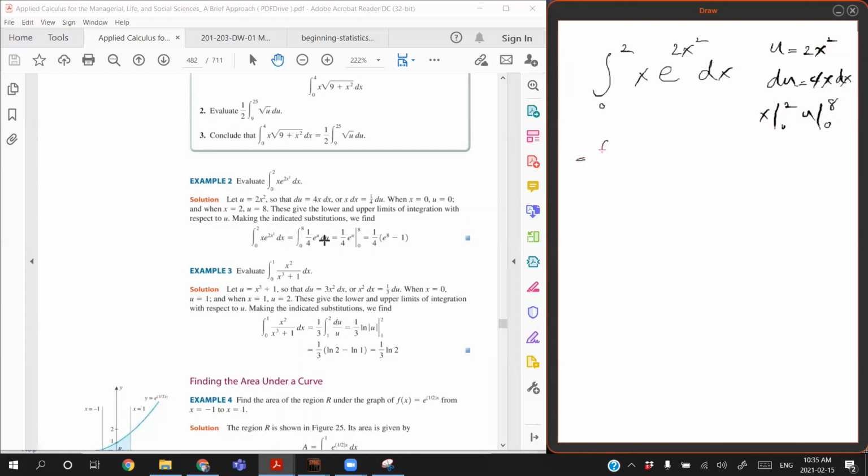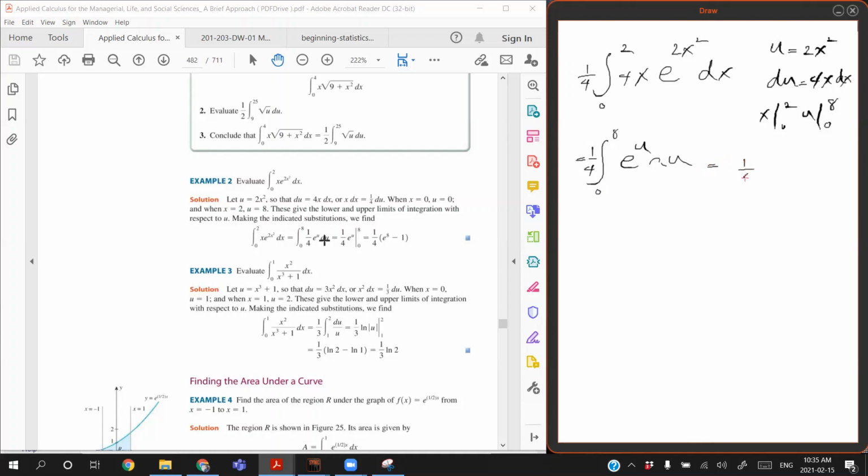So this becomes integral, and I see that I'm missing a 4 here. I have the x, but I don't have the 4. So multiply by 4 here, divide by 4 outside, get 1 over 4 integral of e to the power of u du. The 4x dx is going to be du. And I'm using the new bounds now from 0 to 8.